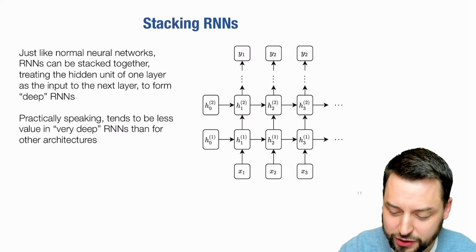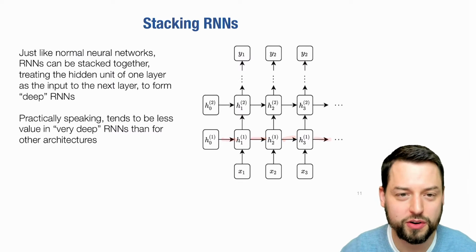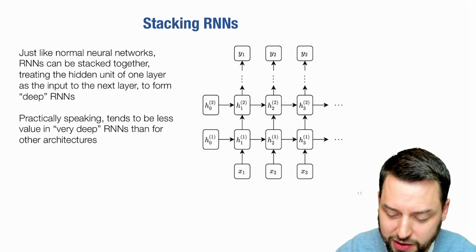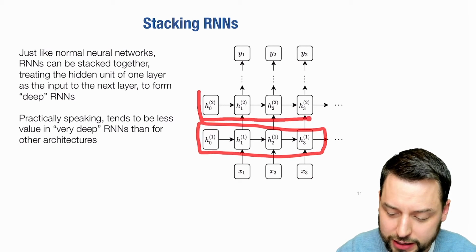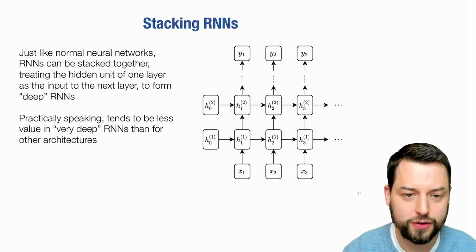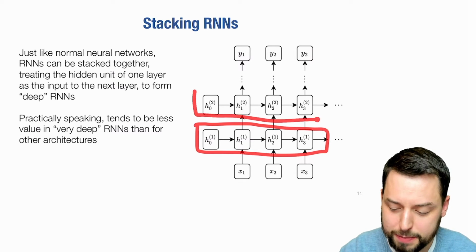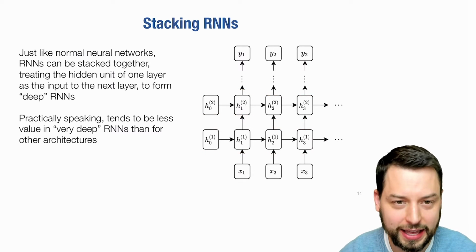Because in some sense, we're already doing deep computations, because we're doing a chain of computations going forward in time. But when we say stacking RNNs, what we actually mean typically is that we take one RNN here and we stack another RNN on top of it. And what that means is that the outputs from this RNN become the inputs to the next layer's RNN. Right? So that's what we mean by stacking it.